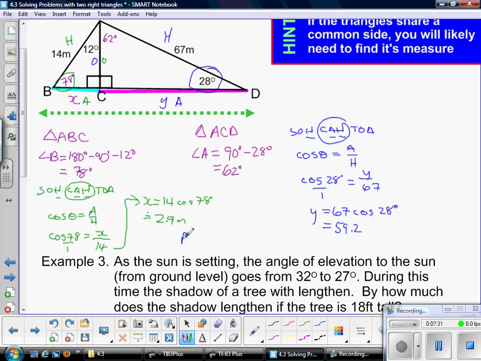So now I have all the information I need. So I know that BD equals my 2.9 plus my 59.2 for a total of 61.1, I believe, meters. You can recalculate that. When they're so far away from me, I just can't see it.